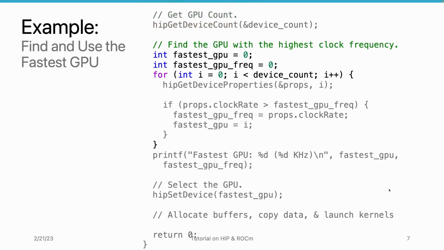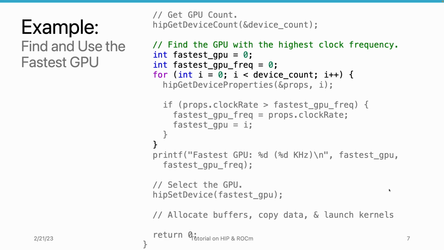Next is the main part of the program that finds the GPU with the highest clock frequency. So we define two variables. One is the fastest GPU and one is the fastest GPU frequency. We set them to 0 because we want to search for the GPU with the highest frequency. We implement this part of the code in a loop. This loop will iterate through all the devices using this device count number acquired from the previous API.